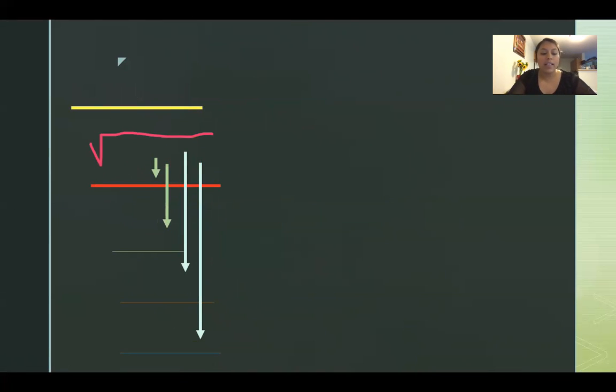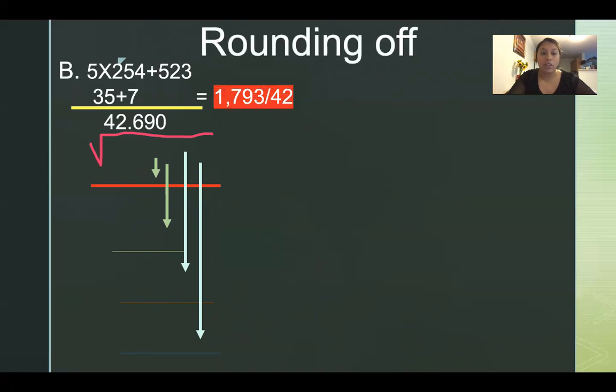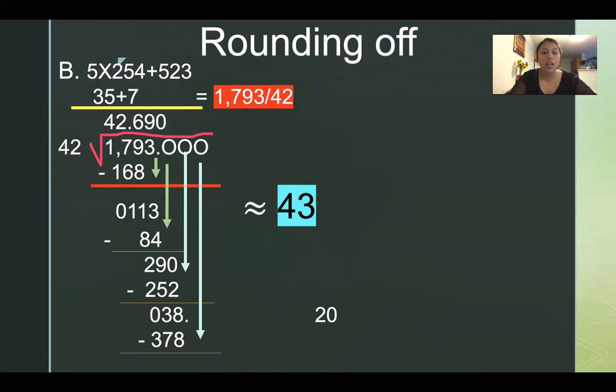The next problem, we're asked to solve the given problem, rounding off as well. We have 5 times 254 plus 523 divided by 35 plus 7. The same thing. The first thing we want to do is figure out what 5 times 254 plus 523 gives us, 1,793. 35 plus 7 gives us 42.